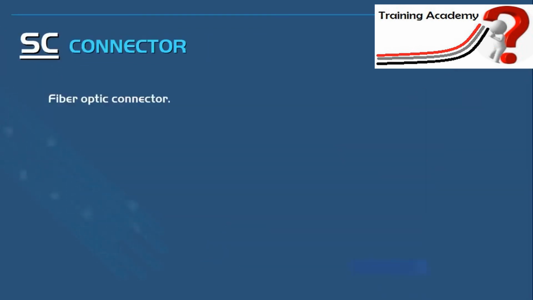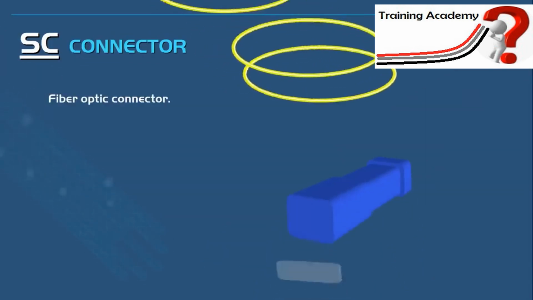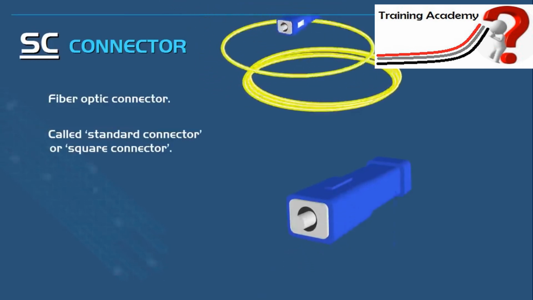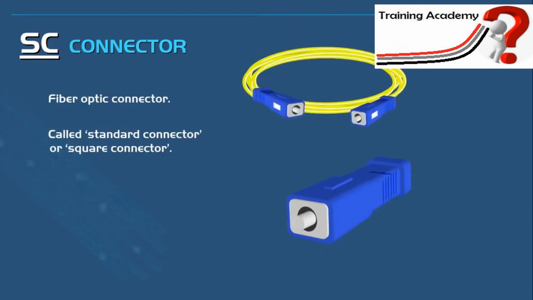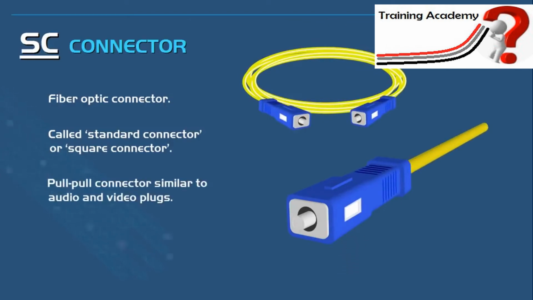The first connector I will cover will be the SC connector, the standard or subscriber connector, sometimes called the square connector. This connector was one of the first ones. This uses a push-pull connector similar to audio and video plugs. These are commonly used between floors within a building.